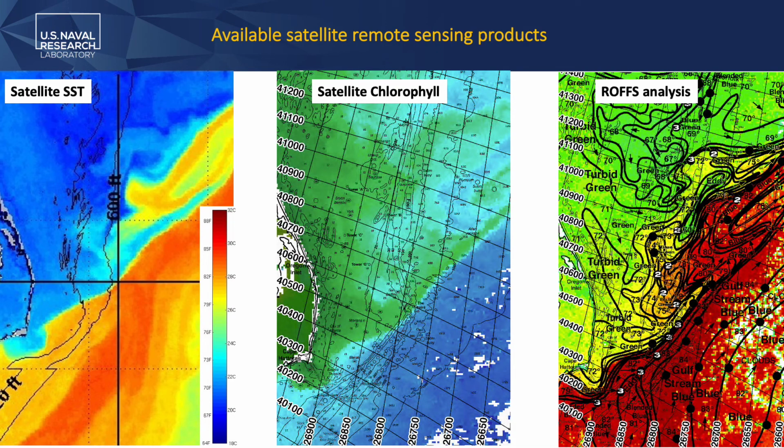Some of the satellite products are well known and readily available. For example, satellite SST and satellite chlorophyll are quite useful in detecting and tracking the north wall of the Gulf Stream. Also, a commercial product called ROFS analysis, available for the area, we found quite useful to help us interpret the ocean circulation processes that are happening in the area.